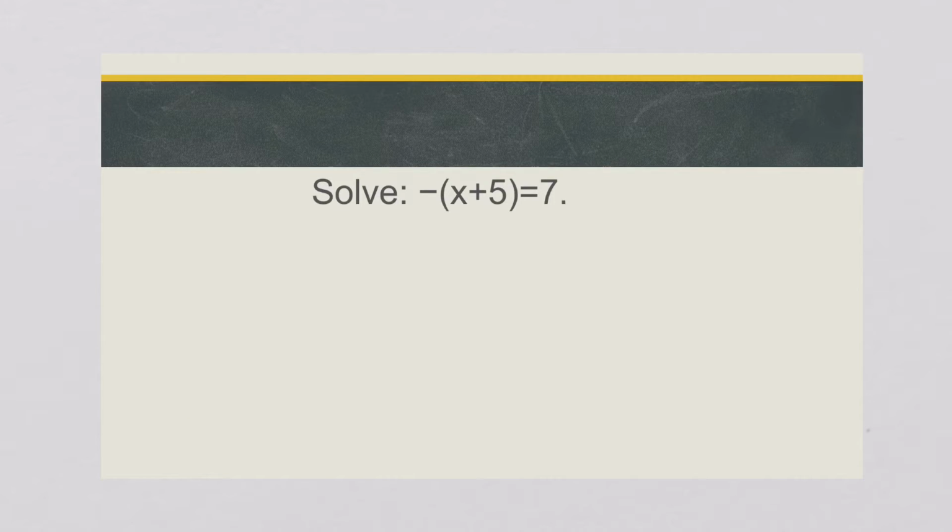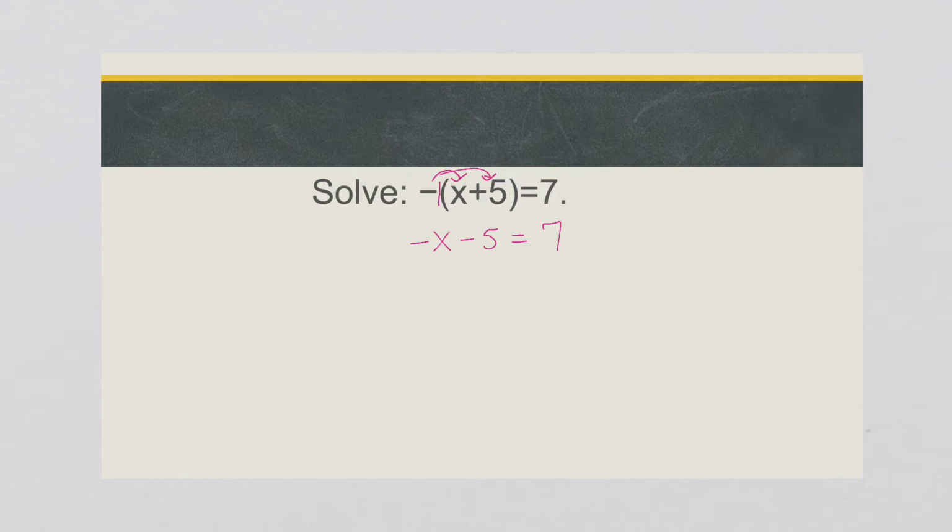Okay, this problem right here, this one messes with a lot of people. They don't realize that just because that negative sign is in front of that parenthesis, what you're really doing is distributing a negative 1. So you need to do negative 1 times x, which is negative x. Negative 1 times 5 is minus 5.